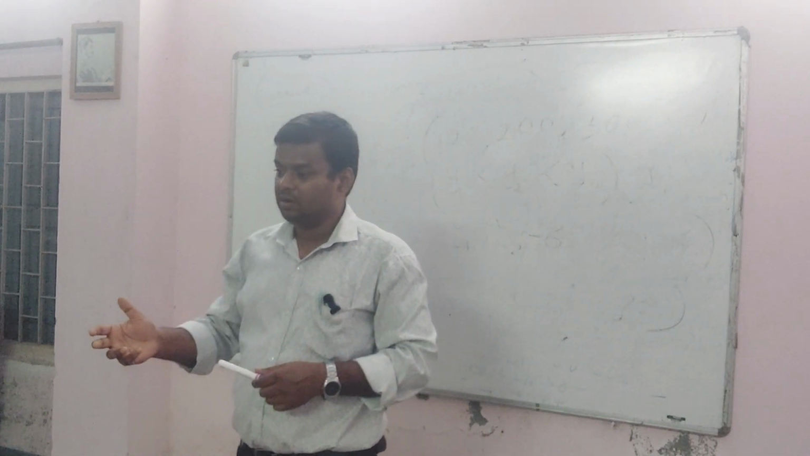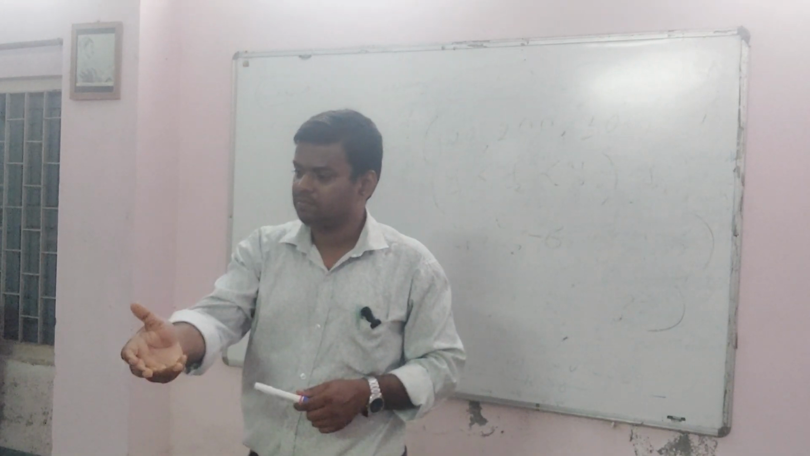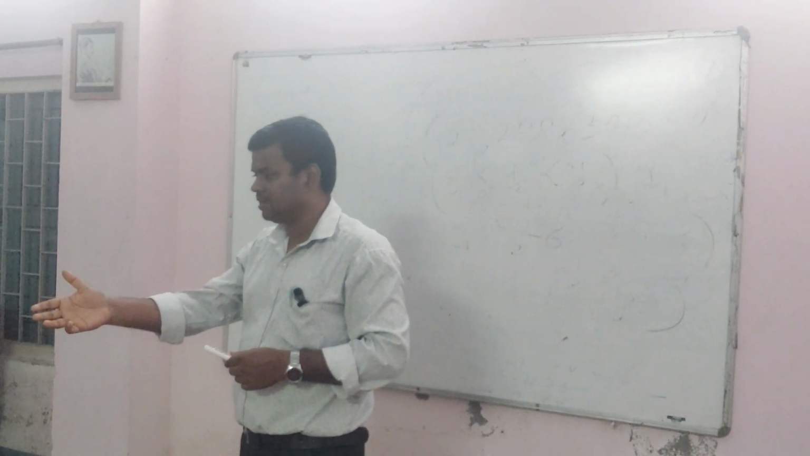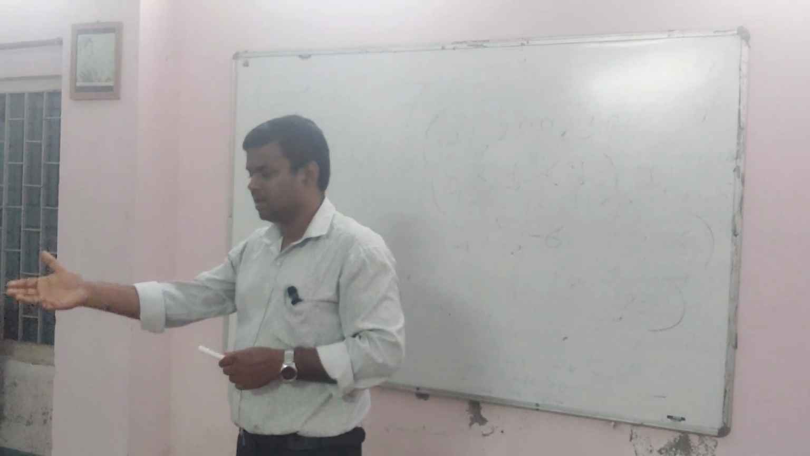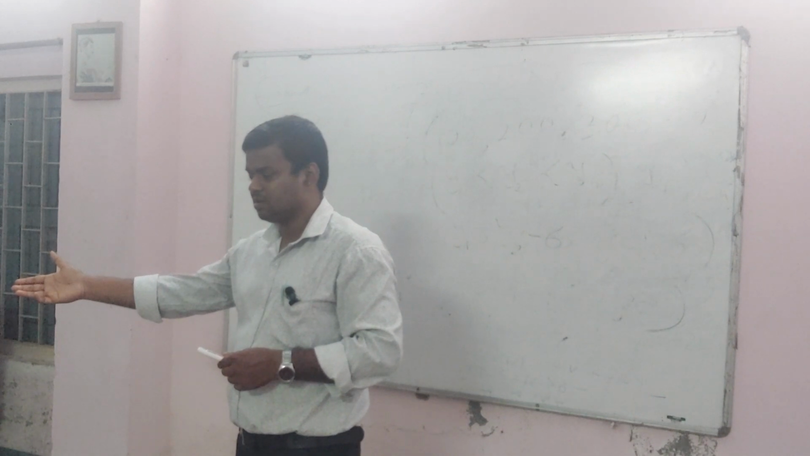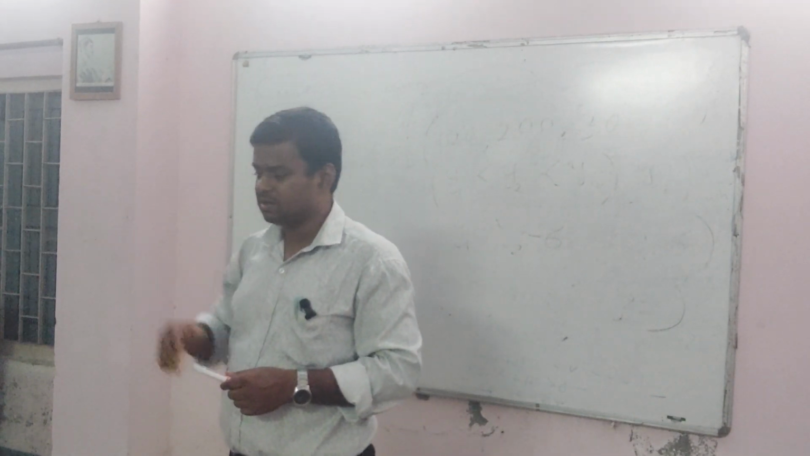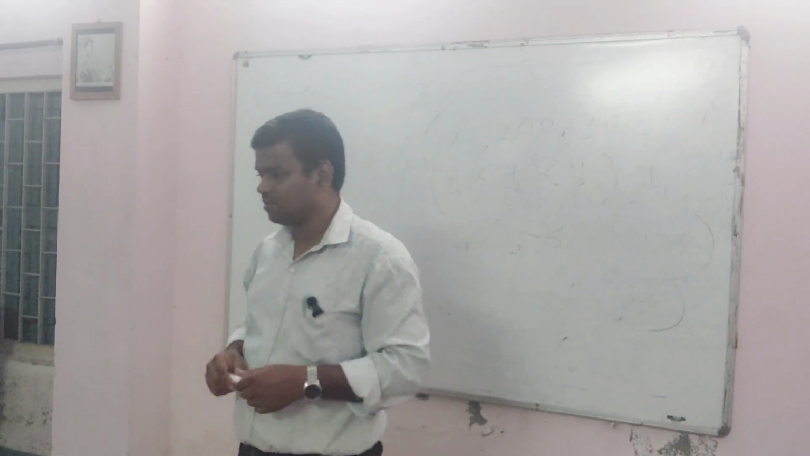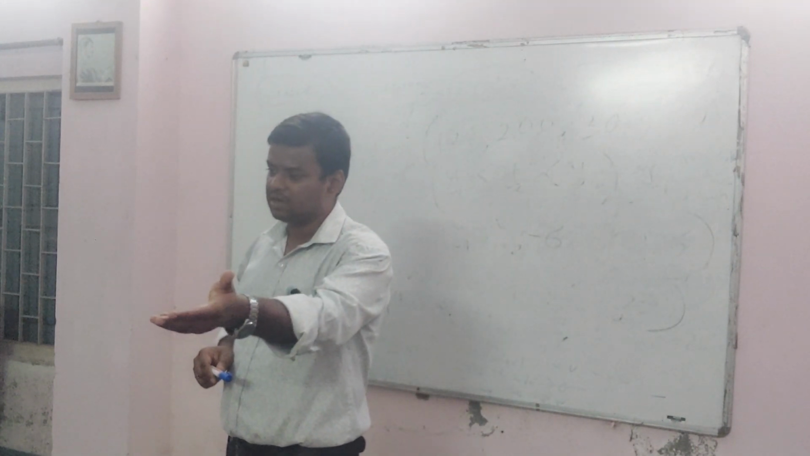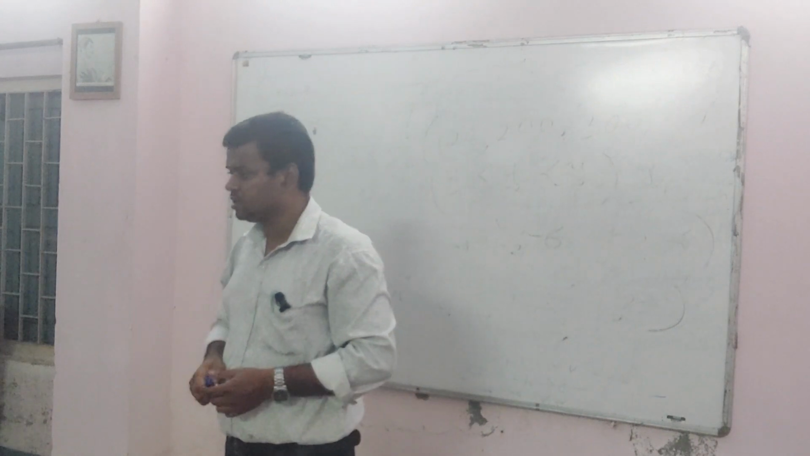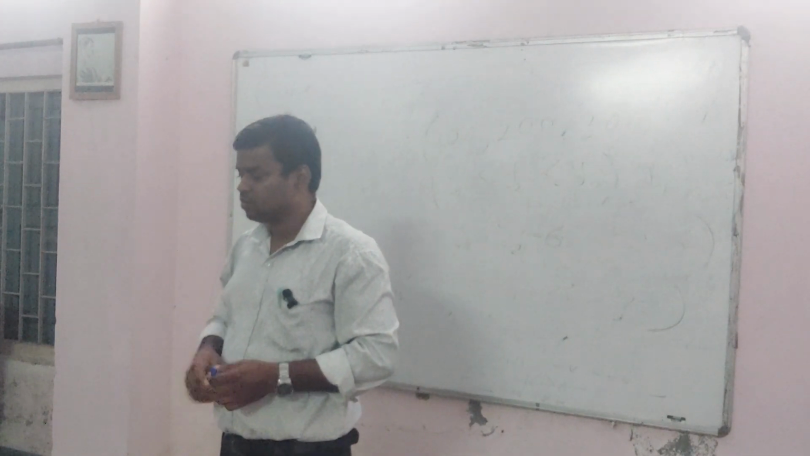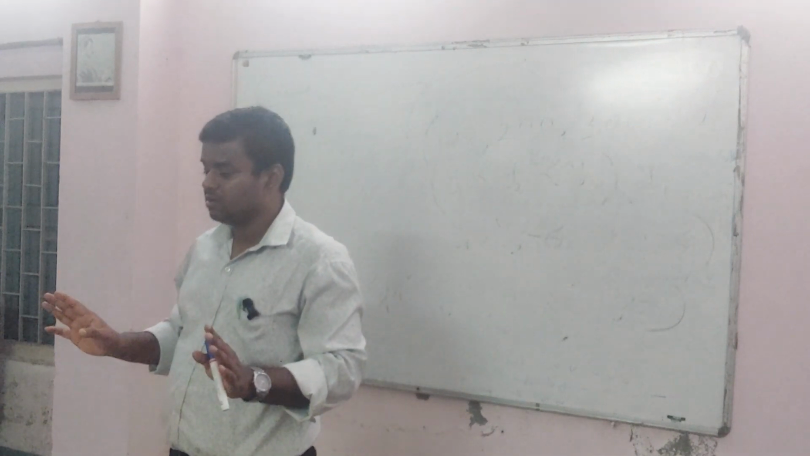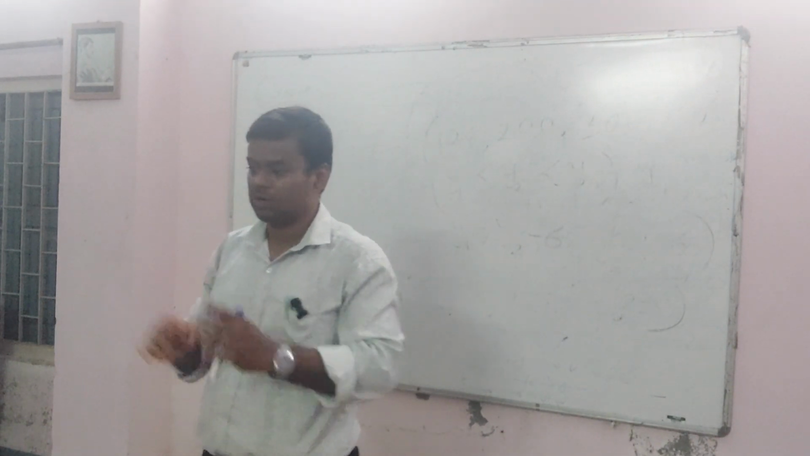For example, price and supply. When the price of a commodity increases, generally we can observe that quantity supplied also increases. Income and savings. When the income of the consumer increases, savings also increase. So such a type of relationship between them is said to be positively correlated.